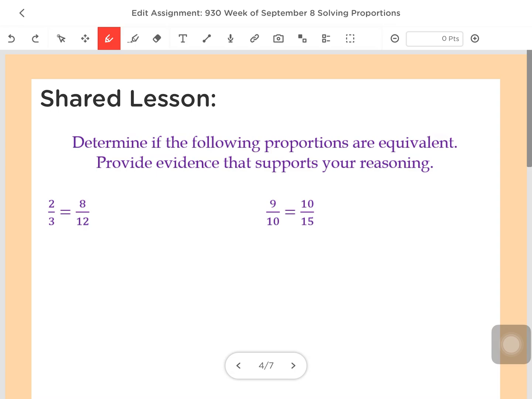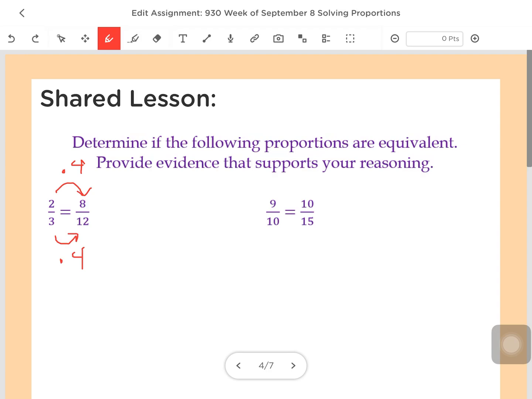There's a couple different ways I can go through that. If I look at the first one here, 2 to 3 is equal to 8 to 12. To go from 2 to 8, because it's proportional, I would multiply by 4. To go from 3 to 12, I would also multiply by 4. Since I'm multiplying both the numerator and denominator by the same number, I know that that proportion is equivalent.